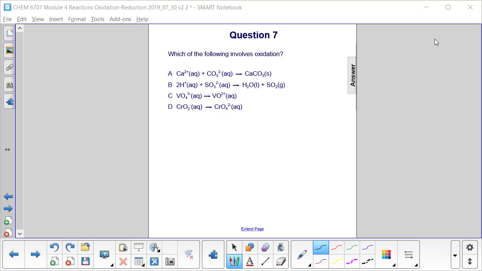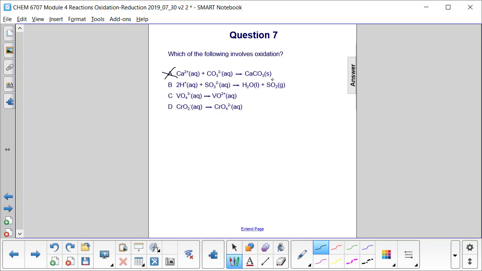Question 7. Which of the following involves oxidation? So in answer choice A, we have two aqueous ions coming together to form a solid precipitate. That's a precipitation reaction, not a redox reaction. And all of the oxidation numbers remain the same throughout the reaction.